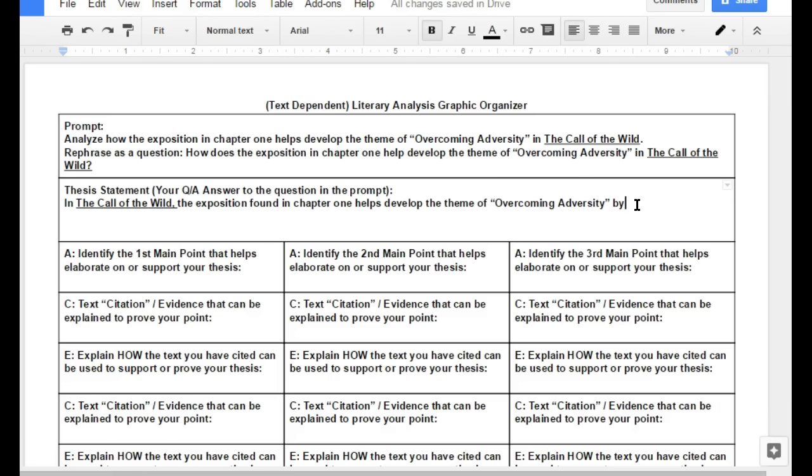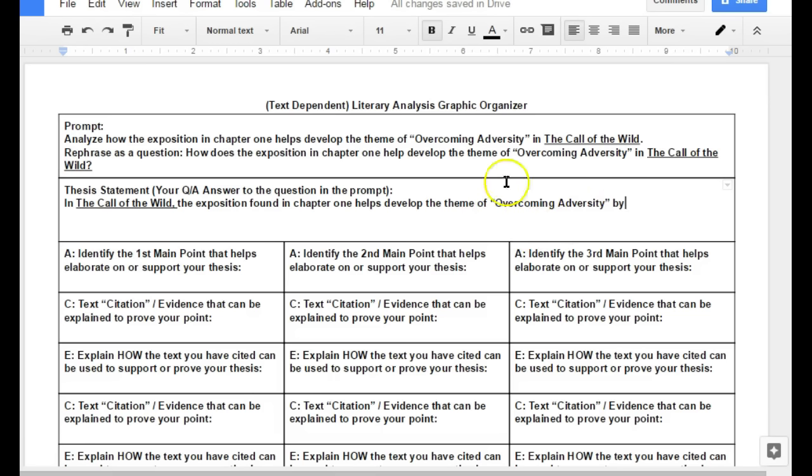So now, as a good reader and as a literary student, I know that the exposition is the setting, the time, the place, but it also includes the basic setup of what's happening, as well as the introduction of at least the protagonist, if not more, of the main characters. And all of that will obviously help develop the theme that we'll see.